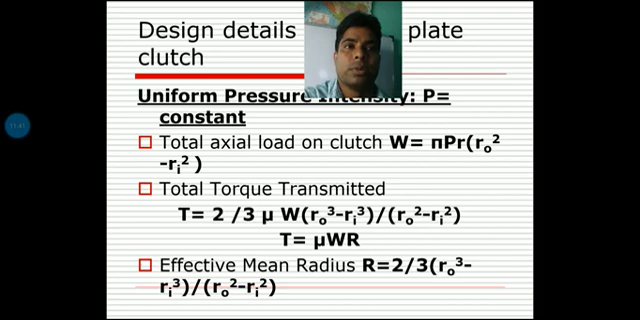So as per the mathematical conditions, we can write the total axial load on the clutch. The total axial load on the clutch, W, is equal to pi into p into (ro square minus ri square). Here p means pressure, and ro square minus ri square means outer radius square minus inner radius square.